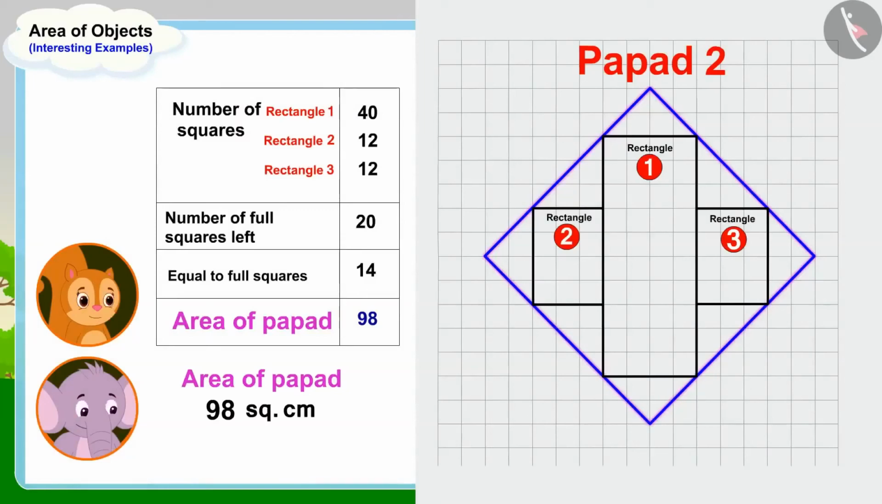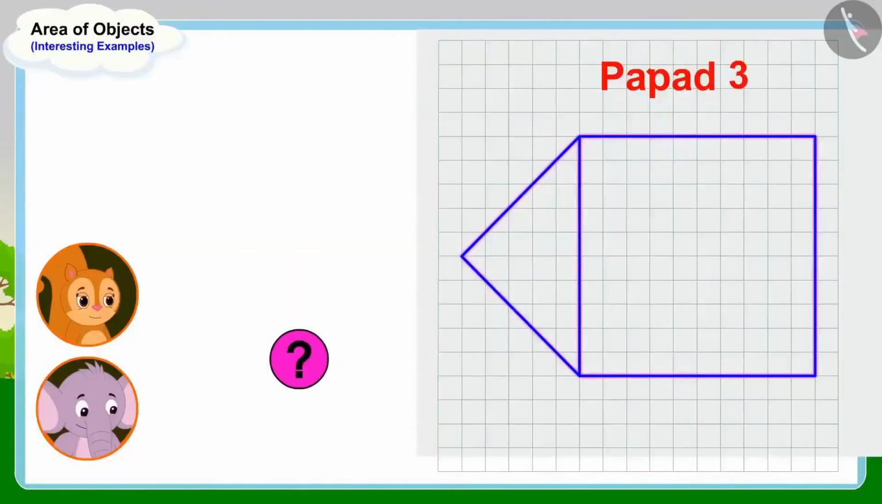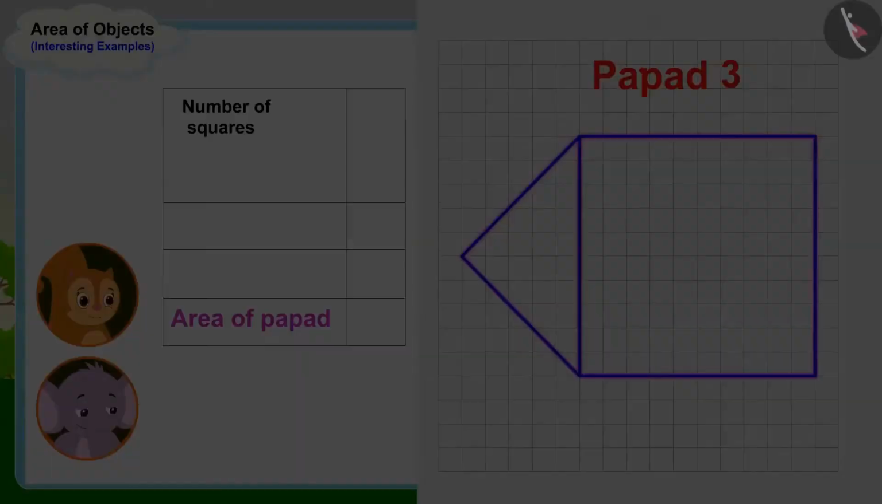Chanda said excitedly. Now all we have to do is to find out the area of this last popper, and then we will know which of these poppers is the largest. Chanda told Appu. Children, can you help Appu and Chanda by finding the area of this popper? If you wish to, you may stop the video and find the answer.